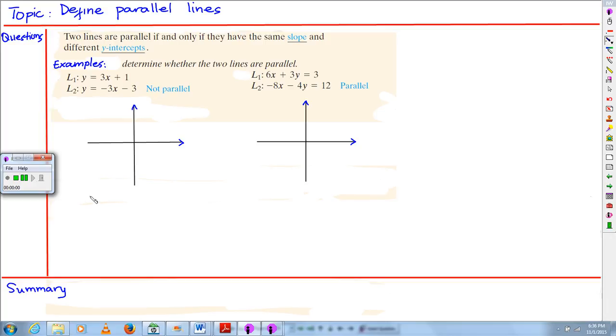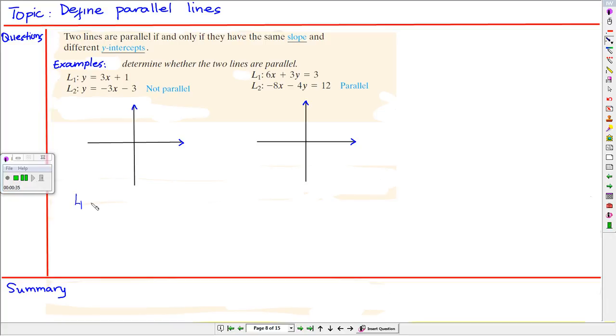So let's start with line 1. We can see right here that the slope m is 3 and the y-intercept is 1. So when you see the equation in slope-intercept form, you can see the slope, which is the coefficient in front of x, and the y-intercept, which is the real number.